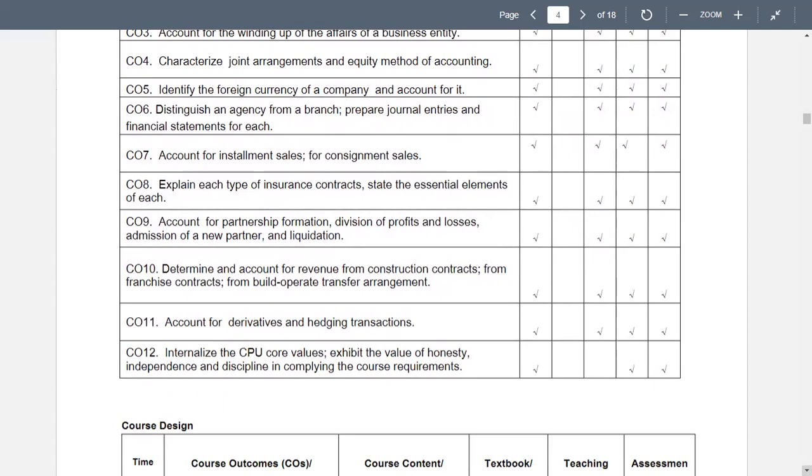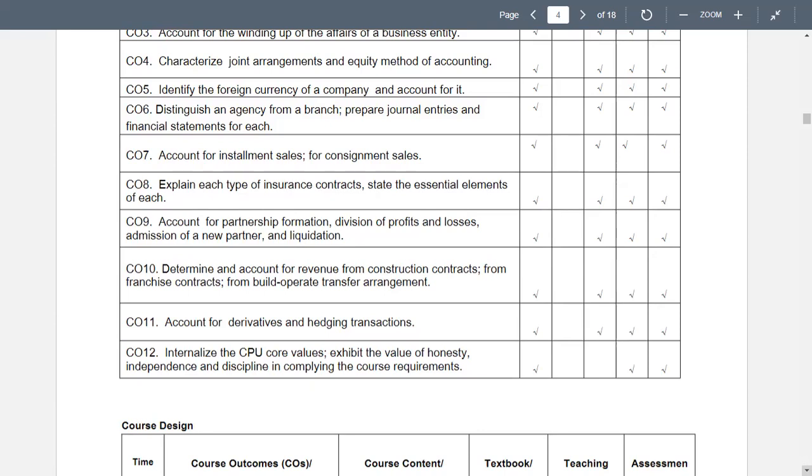9, account for partnership formation, division of profits and losses, admission of a new partner, and liquidation. 10, determine and account for revenue from construction contracts, from franchise contracts, and from build, operate, transfer arrangement. 11, account for derivatives and hedging transactions. 12, internalize the CPU core values. Exhibit the value of honesty, independence, and discipline in complying with the course requirements.